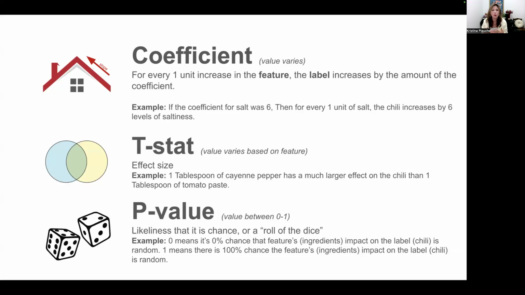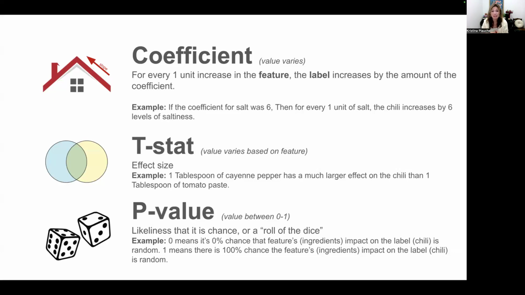For example, if you put 1 tablespoon of cayenne pepper in the chili, it's going to have a much larger effect than putting 1 tablespoon of tomato paste. Even a tiny amount of cayenne pepper is spicy, so a full tablespoon would be very hot. Whereas you probably wouldn't even notice if you added 1 tablespoon of tomato paste. So tomato paste is likely to have a much smaller effect size than cayenne pepper.